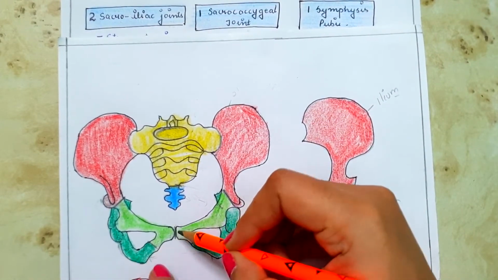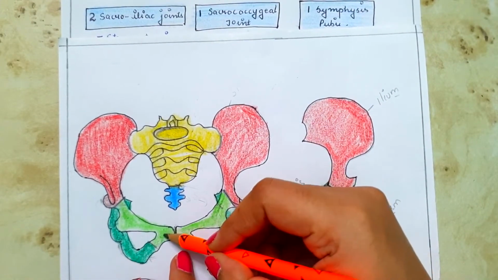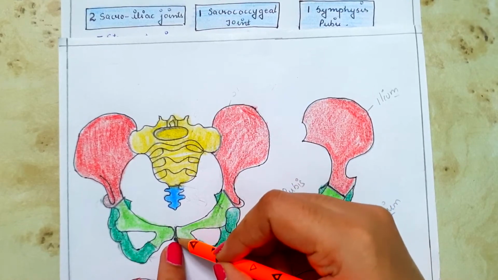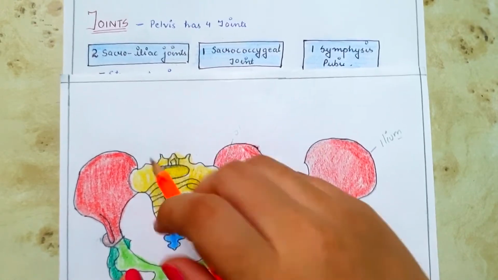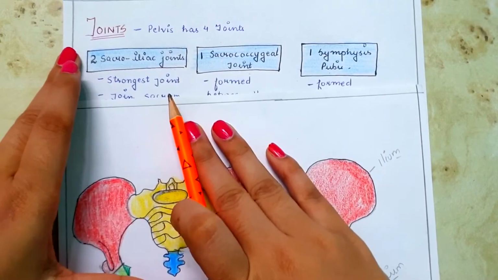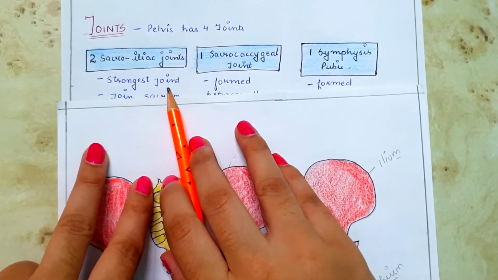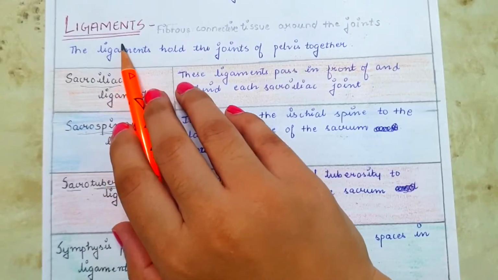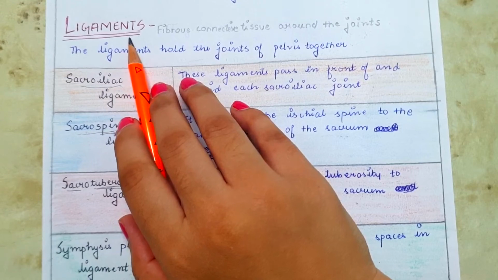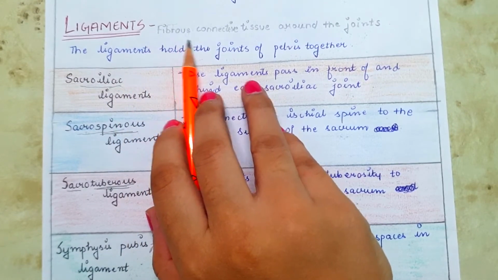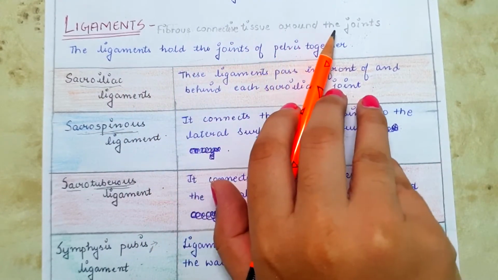So here the joint which is formed between the two pubic bones is known as symphysis pubis. And the sacroiliac joints are actually the strongest joints. Next are the ligaments of the pelvis. Now what are these ligaments? These are fibrous connective tissues which are present around the joints.